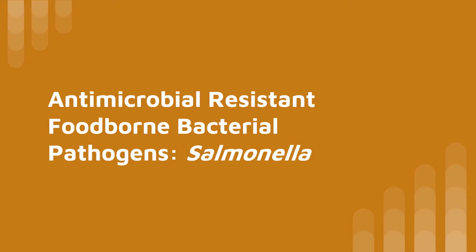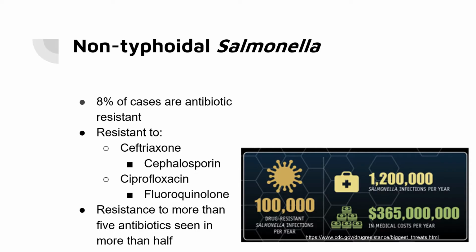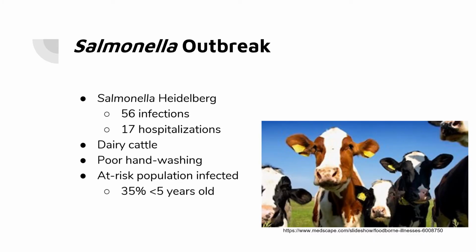Another antibiotic-resistant foodborne pathogen of concern is Salmonella. Non-typhoidal Salmonella strains cause more than 1 million infections annually in the U.S. Ceftriaxone, a cephalosporin, and ciprofloxacin, a fluoroquinolone, are often used to treat salmonellosis. Unsurprisingly, these are often the drugs non-typhoidal Salmonella strains are resistant to. Salmonella is commonly found in and transmitted through meat and poultry products. One outbreak, involving dairy cattle and a multi-drug resistant Salmonella strain, of Salmonella Heidelberg, caused 56 infections and 17 hospitalizations.